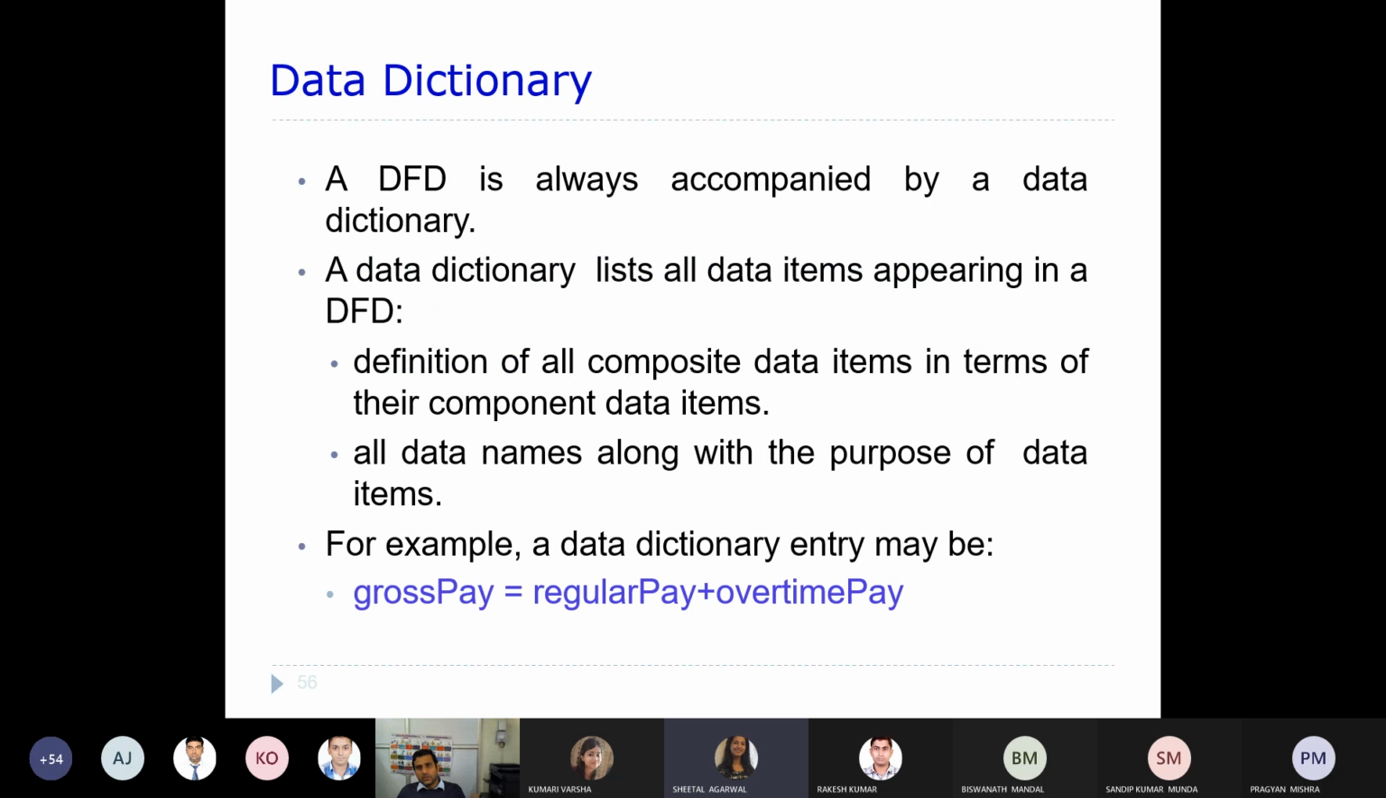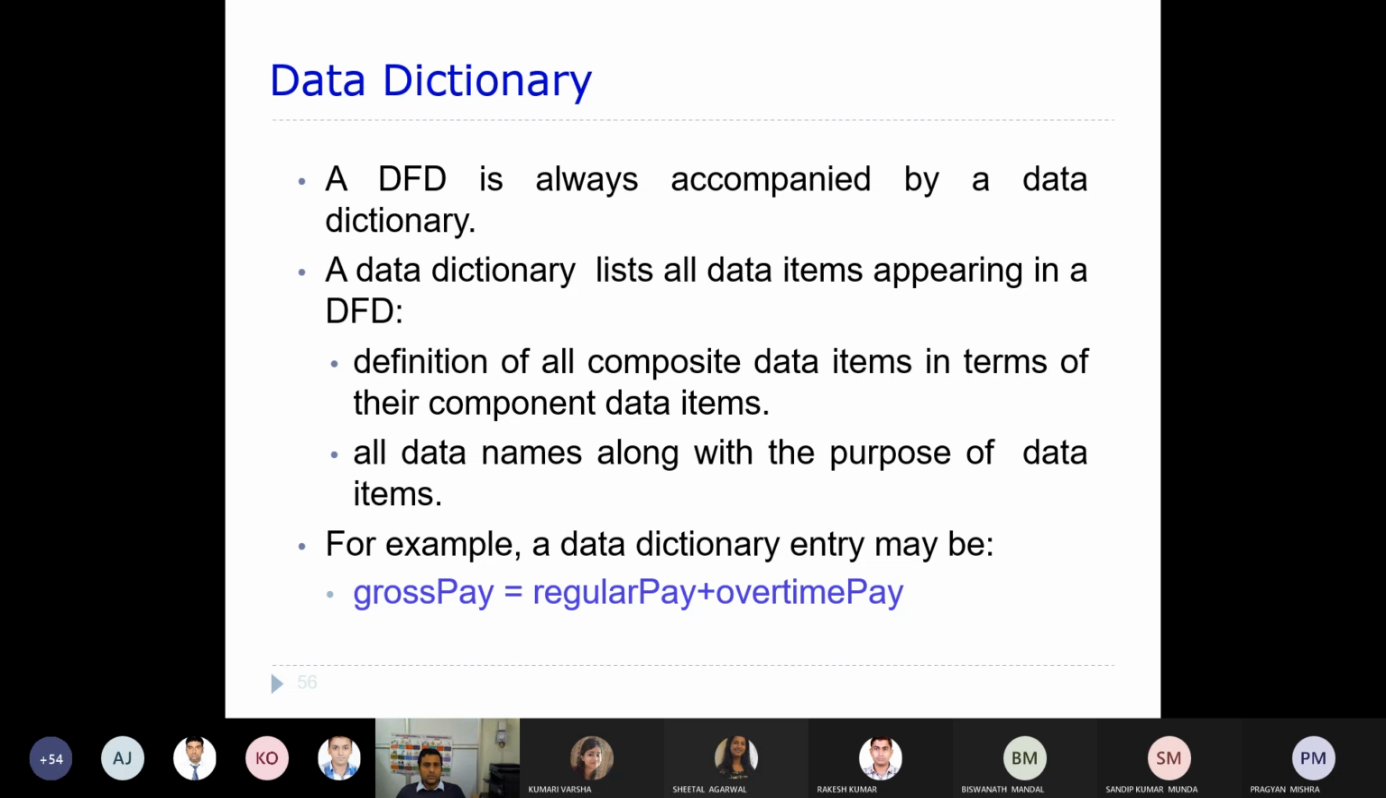Now, this is all about DFDs. Along with this, there is something called a data dictionary. So with DFDs, what you have seen is the decomposition of functions. So this is the functional aspect of the system. Now, along with DFDs, usually a data dictionary is also provided.